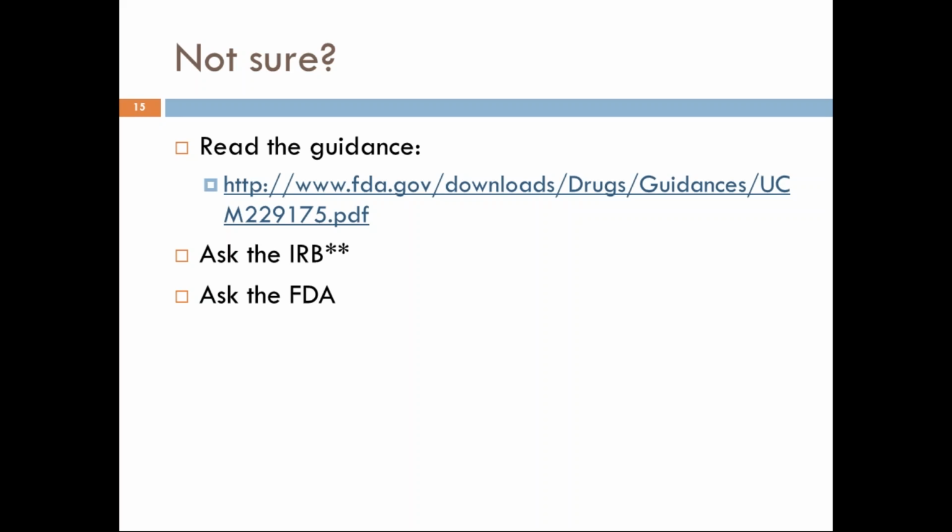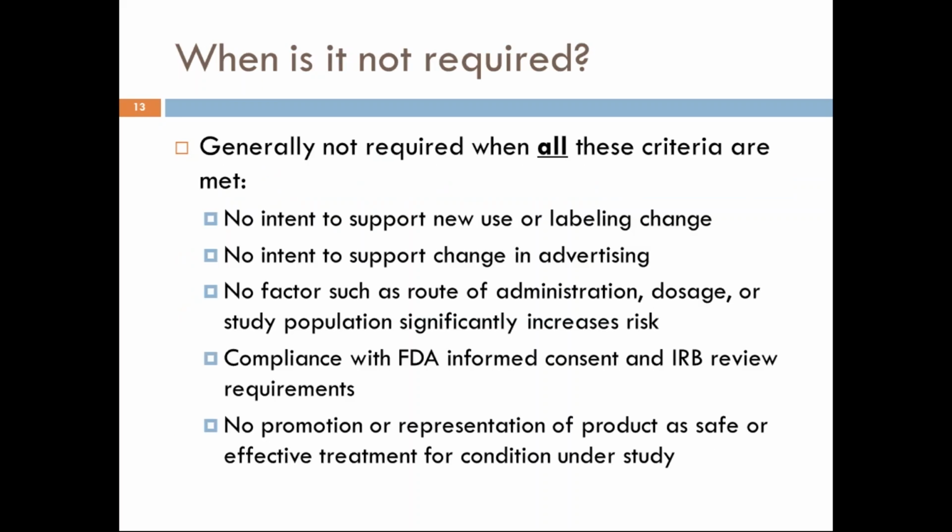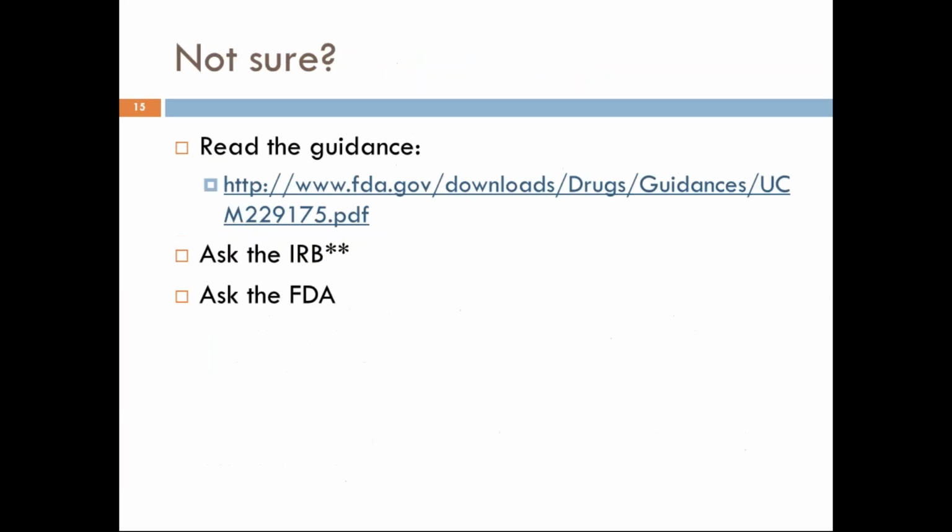But what we typically do when people think, I don't think I need an IND, is we give these bullet points to the PI, and we say, write a little paragraph or 2 sentences for each of these points, submit that to the IRB, and that helps convince the IRB that you don't need one. So that's been helpful. But ultimately it's the IRB that decides.